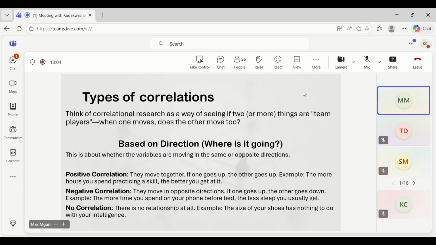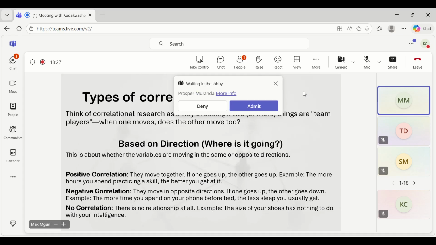So the first criteria that we are going to look at is the two team members or two variables based on direction. Where is it going? This is about whether the variables are moving in the same or opposite direction. For example, based on direction, we can have positive correlation. They move together. If one goes up, the other one goes up as well. So it's a positive correlation.